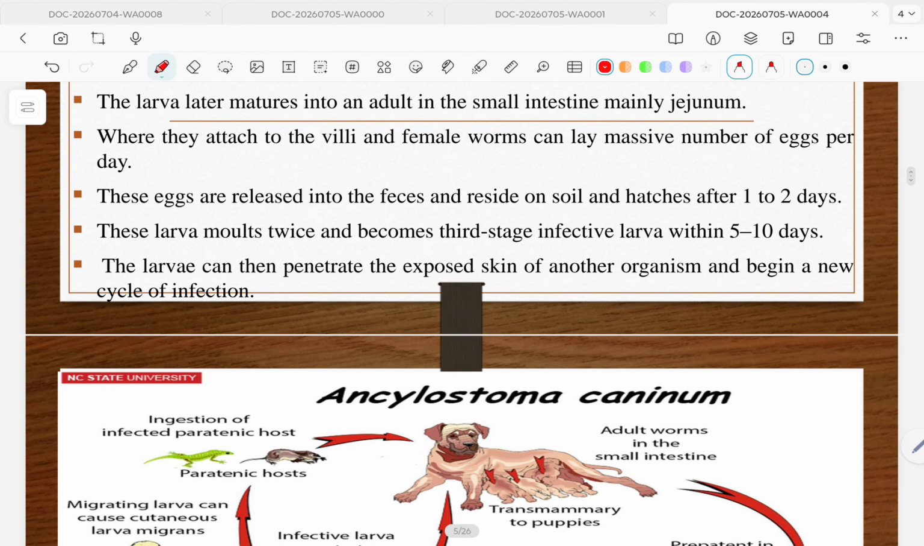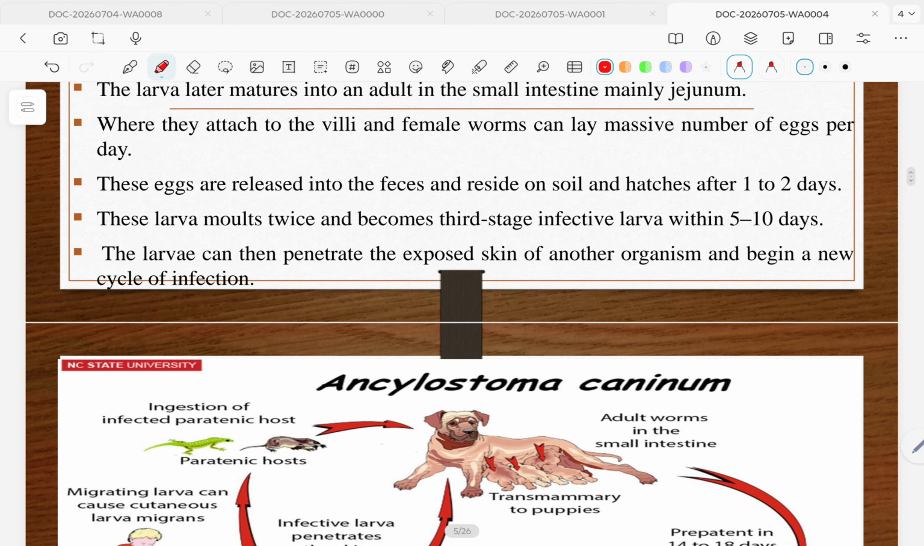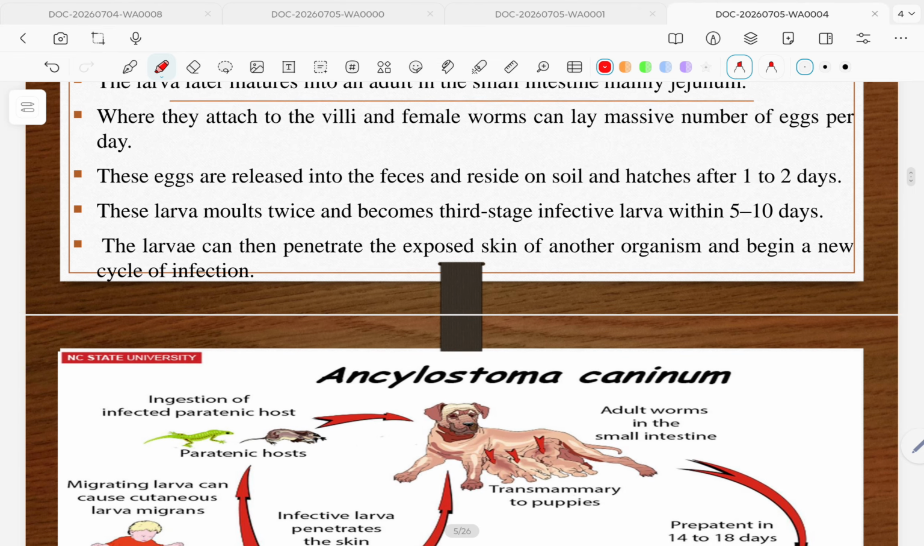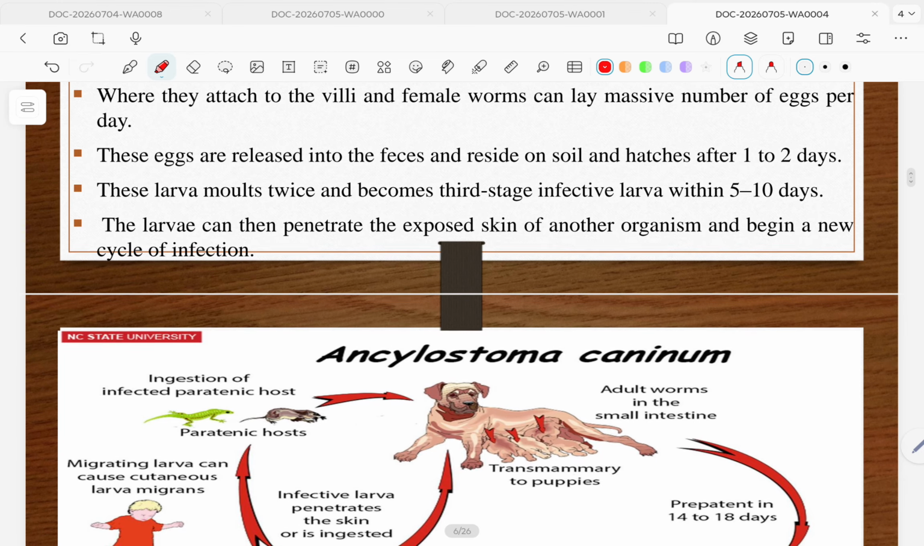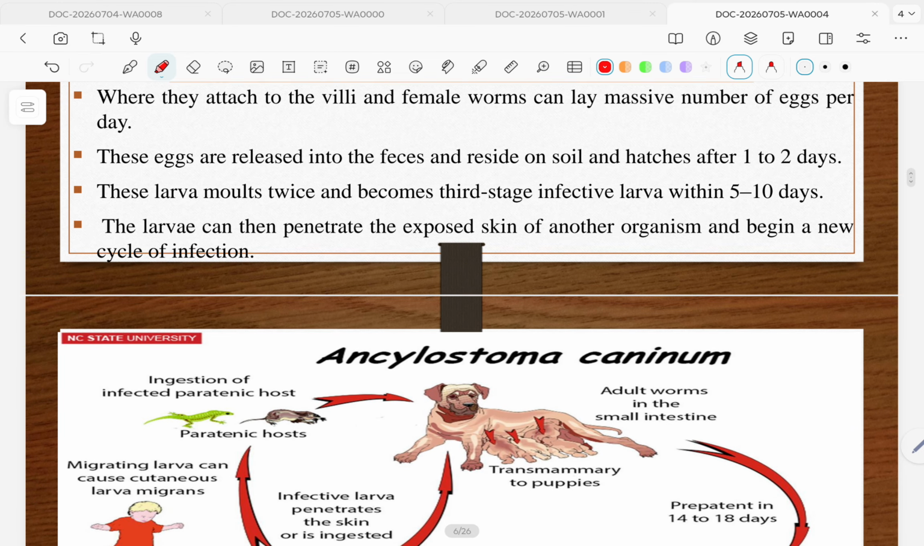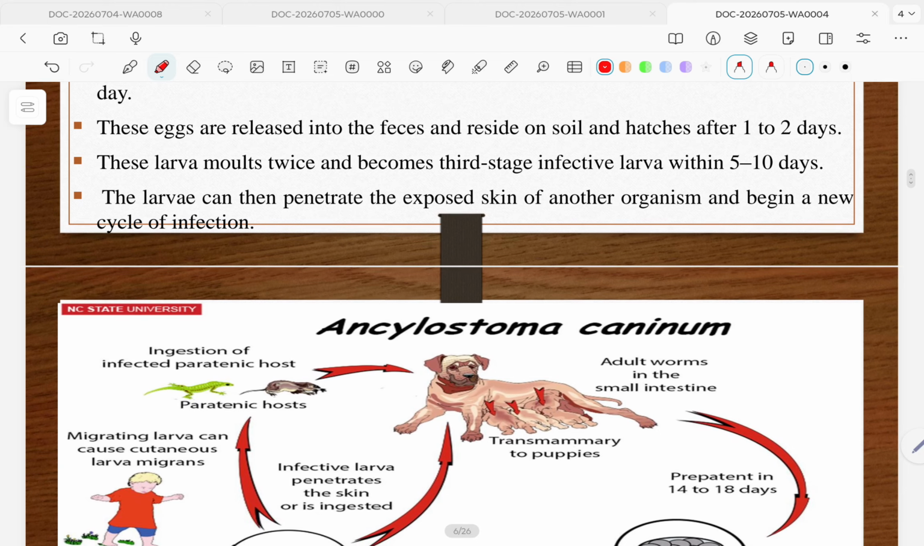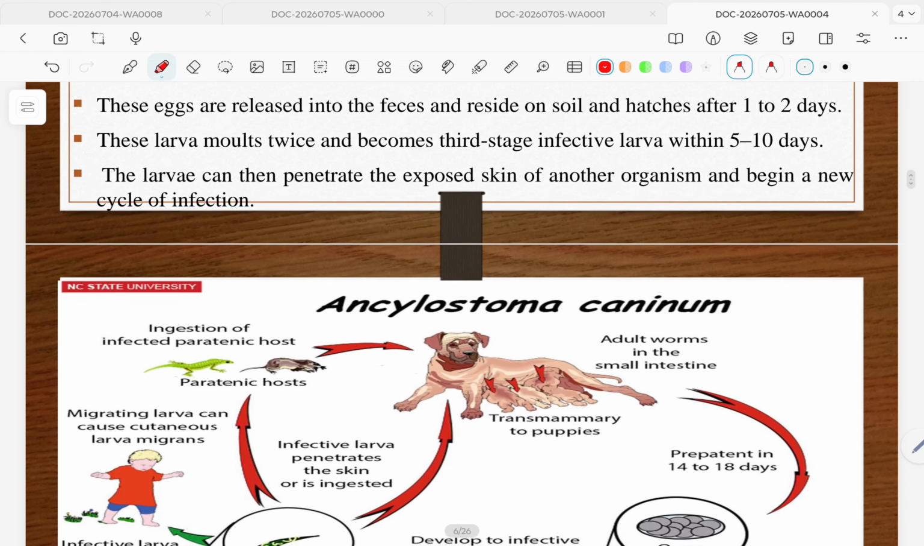These larvae molt twice and become third-stage infective larvae within 5 to 10 days. The larvae can then penetrate the exposed skin of another organism and begin a new cycle of infection.